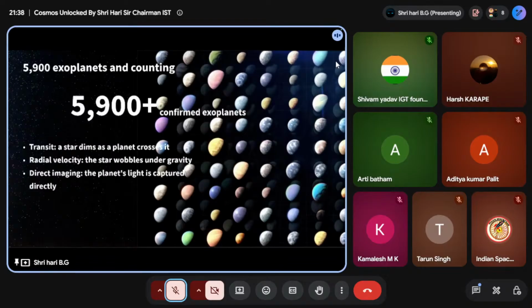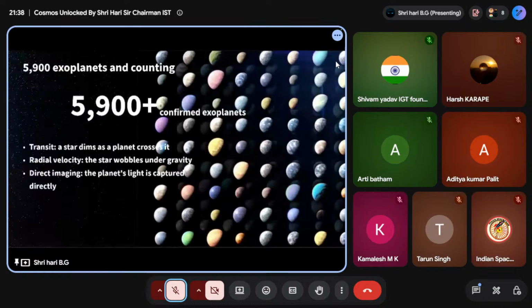And direct imaging, we capture the planets by direct light itself, like we capture photos of Mars. That is direct imaging. We put the camera and take photos of the planets, like we take a photo of Mars, Venus, Saturn, Jupiter, and so on. That is called direct imaging. So this was the detection of exoplanets in our universe.